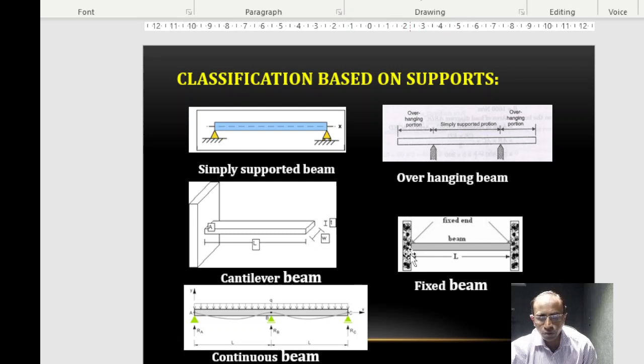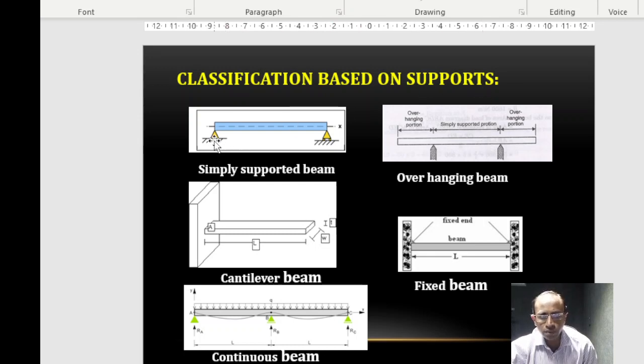Then fixed beam: if on both sides you are using a clamp or a fixed support, it is called a fixed beam, right? Sometimes you may be using more than two supports also, it may be required. It is not that we will always be using only two supports. The beam which is resting on more than two supports is called a continuous beam. Okay, so this is the classification of the beams based on the supports, right?